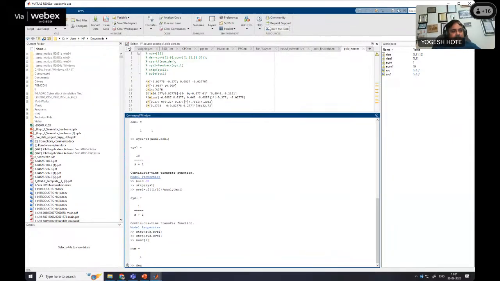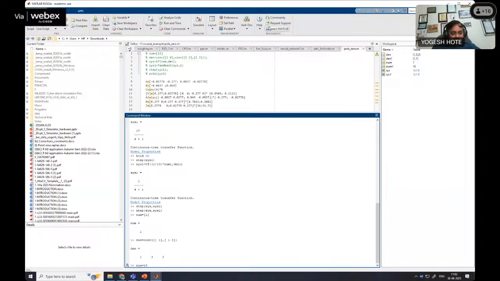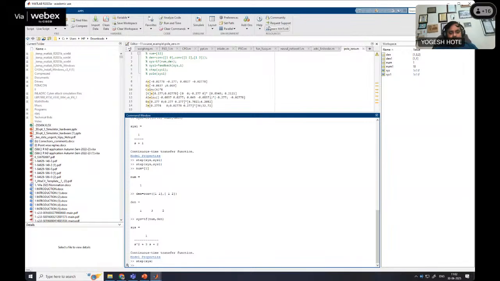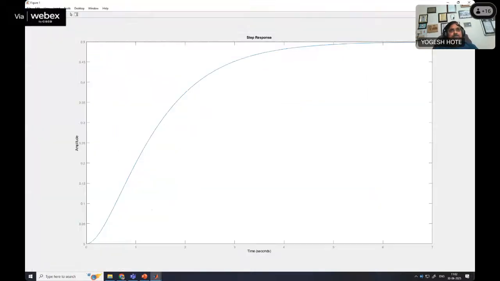The denominator we write as 1, 1, 1, 2. Is it okay? You are saying the same thing? Yes, sir. So sys equal to transfer function of numerator, comma, denominator. What transfer function did we get? 1 divided by s square plus 3s plus 2. So my steady state is 0.5 here, 1 by 2. You can see the step response. Here, it is going towards 0.5. Yes, 0.5. So now I will hold this result.